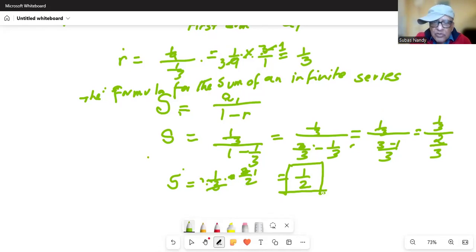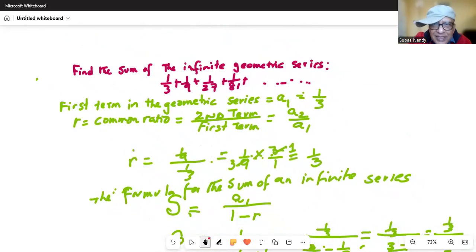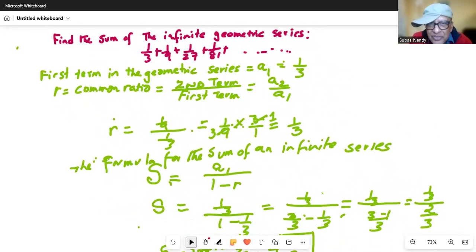So let me recapitulate what I did. First, I realize this is an infinite geometric series. The first term is 1/3, the second term is 1/9. So I need to find the common ratio. What is a common ratio? It is the ratio of two consecutive terms in a geometric series like this one. So the second term, 1/9, divided by the first term, 1/3.